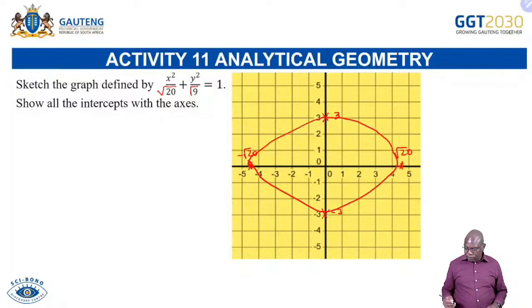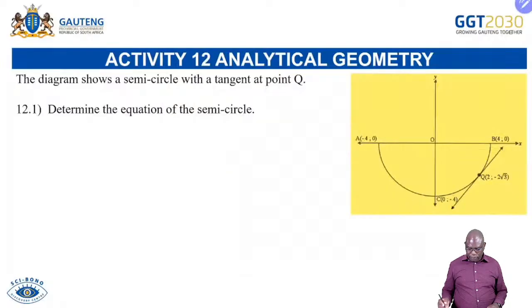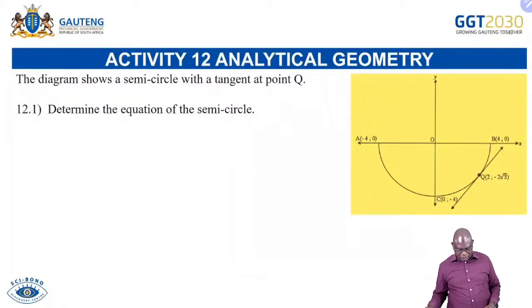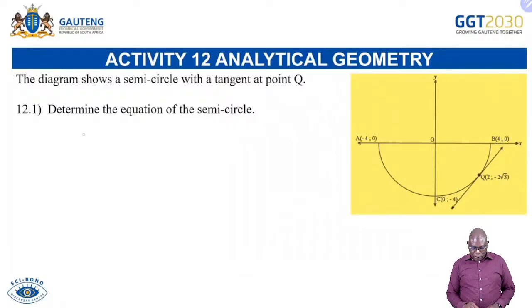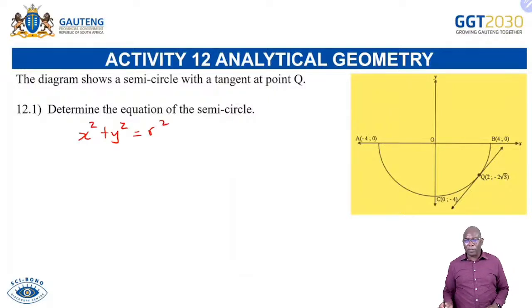All right. Now here we do not have a circle. We have a semicircle which is below the x-axis. So if I say determine the equation of a semicircle, in this case it is below the x-axis. But I know that the equation of the circle is x squared plus y squared equals r squared. I can start here, not a problem, so that I can find the radius.